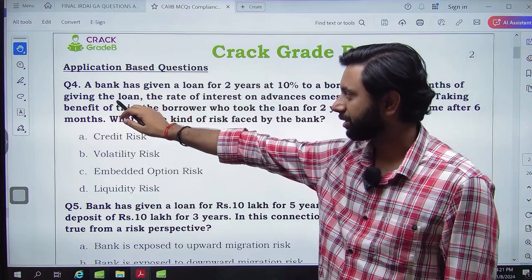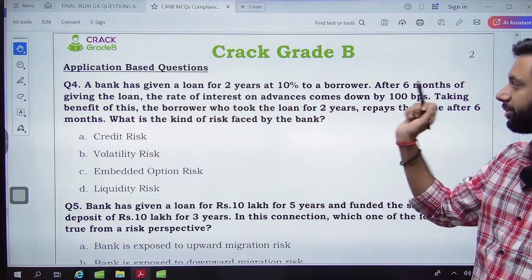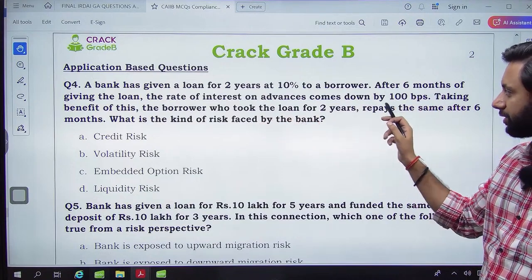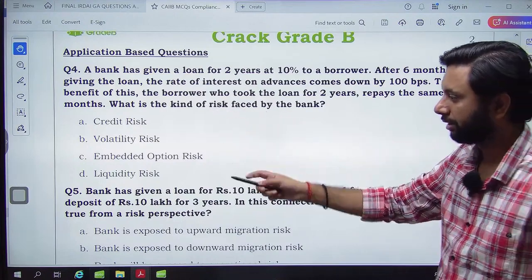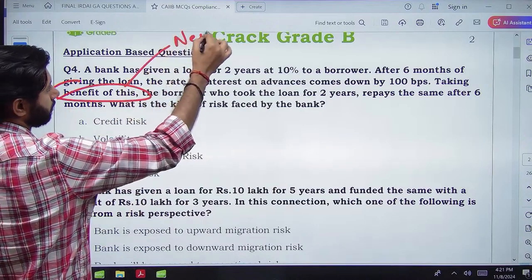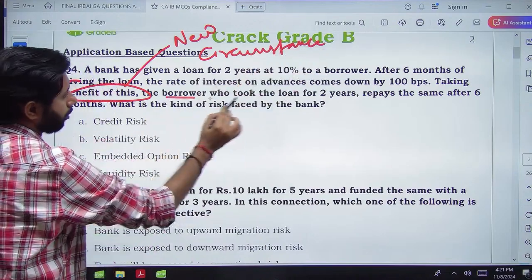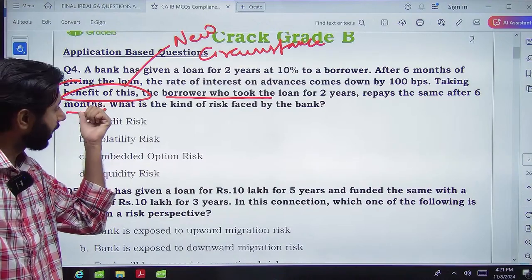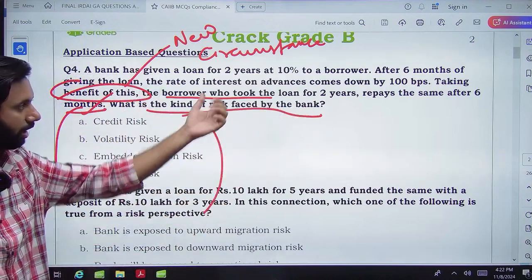So an application based question within the compliance risks chapter is: a bank has given a loan for 2 years at 10% to a borrower. After 6 months of the loan, the rate of interest on advances comes down by 100 basis points. Taking benefit of this new circumstance, the borrower who took the loan repays it after 6 months. Obviously, it wouldn't have benefited the bank. So what is the kind of risk faced by the bank under the above situation?